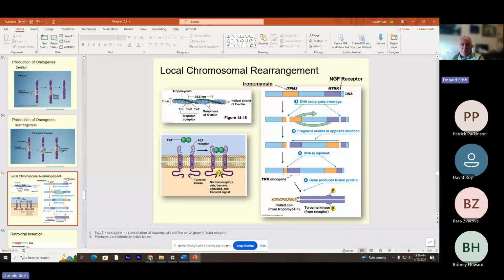So you've got tropomyosin here, tropomyosin being a coiled coil protein, and NTRK, which is the NGF receptor. Cut it here, flip it around, and now you've got the growth factor receptor with tropomyosin on it. So you get a coiled coil, and this is constitutively active now because it's always going to be bound to itself. So that's local chromosome rearrangements.